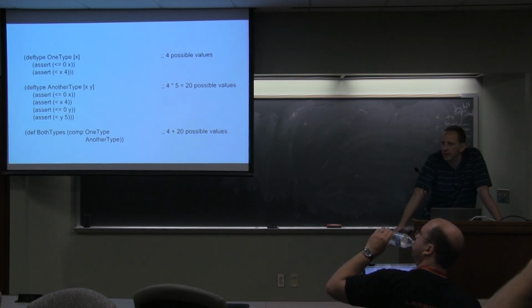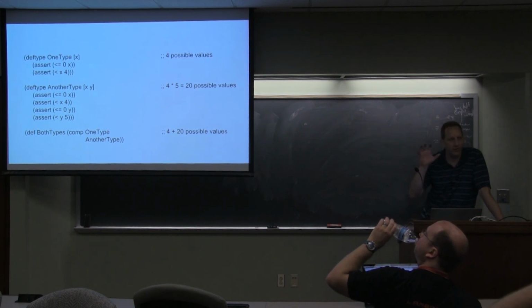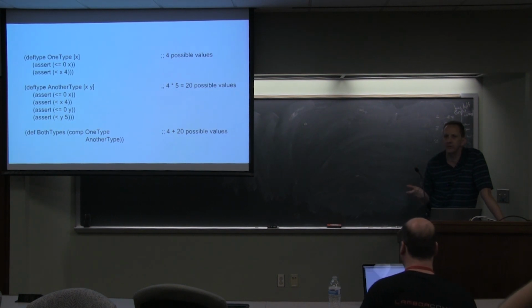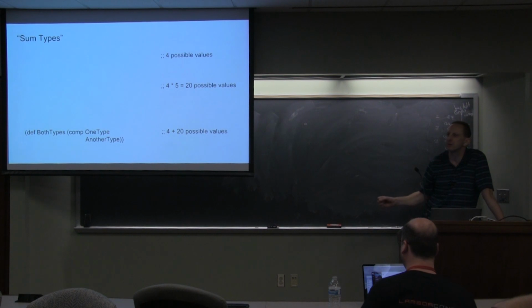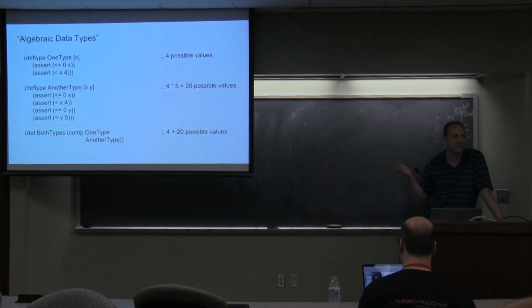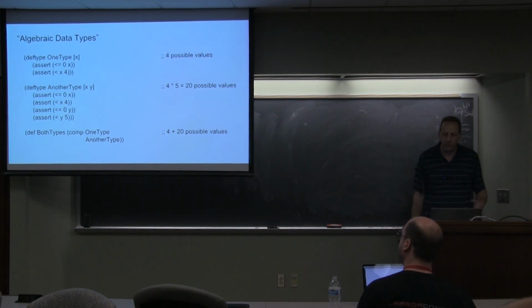So then if we want to define both types, a value can be an instance of one type or an instance of another type. So that means there are 4 plus 20 possible values for both types, which, with no surprise, are called sum types. The combination of product and sum types gives you algebraic data types. And so you can build these things up, nest to any number of degrees, and everybody's happy. And all these things can be checked statically.